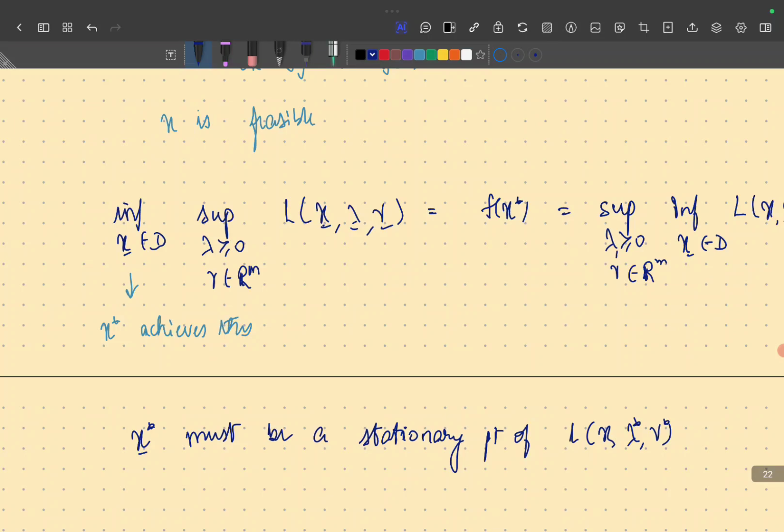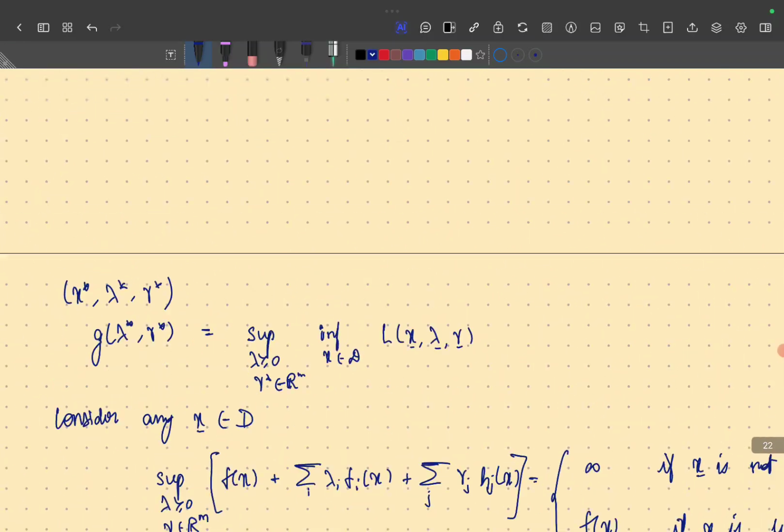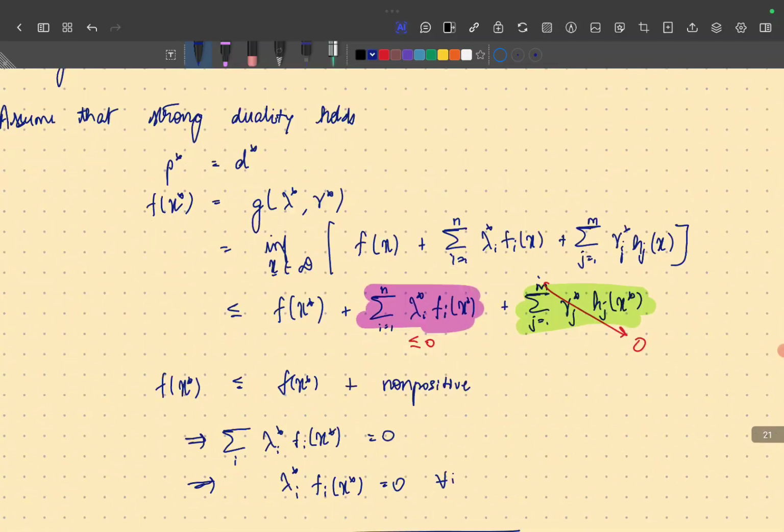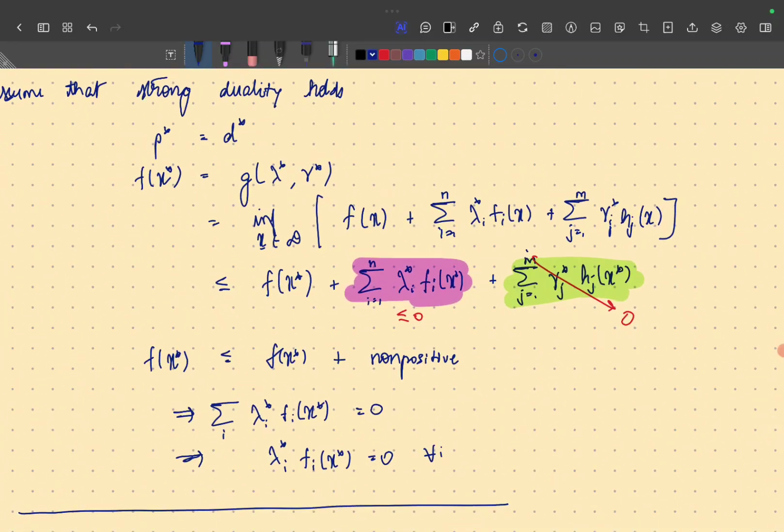One, that x star should be a stationary point of the Lagrangian, x star of the Lagrangian at lambda star, nu star, and the second is the complementary slackness conditions. You could have proved this above itself when you do complements. So you have the infimum over x belonging to D, and that is equal to f of x star.